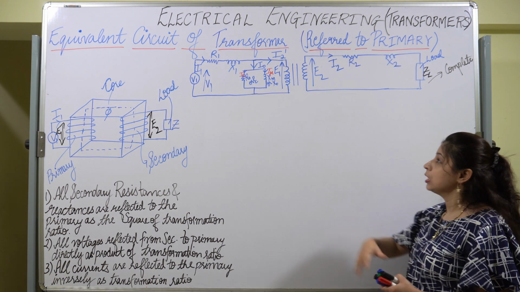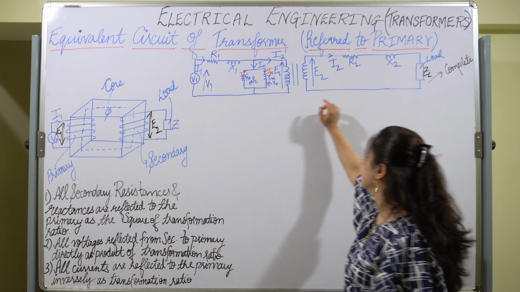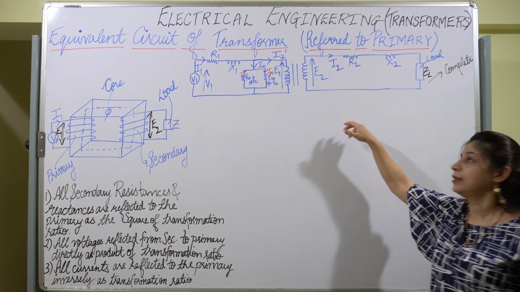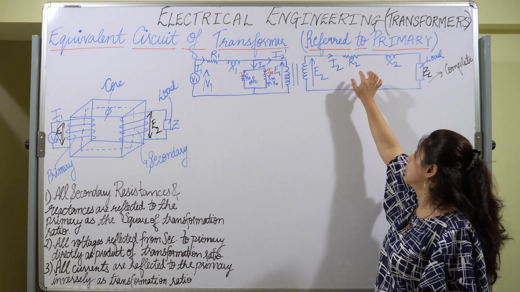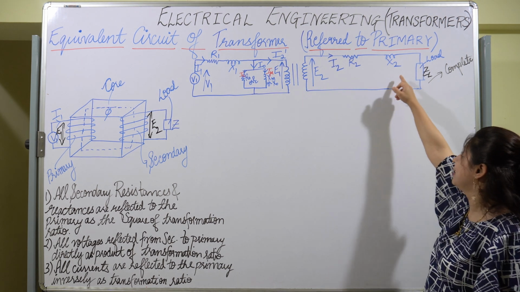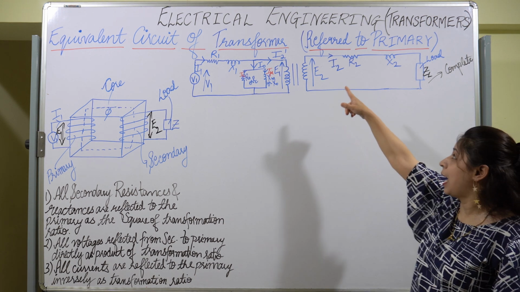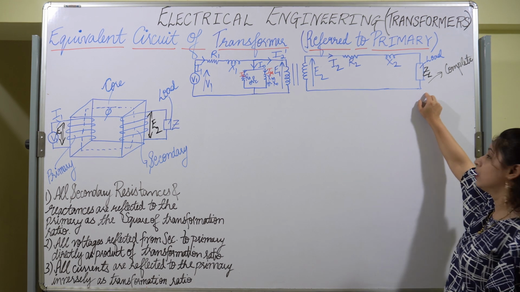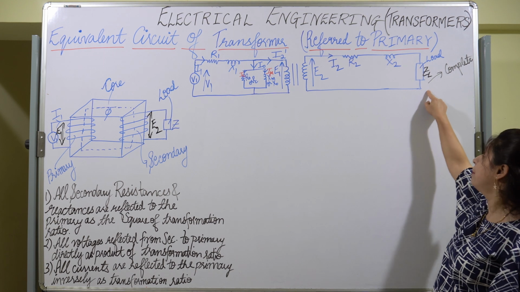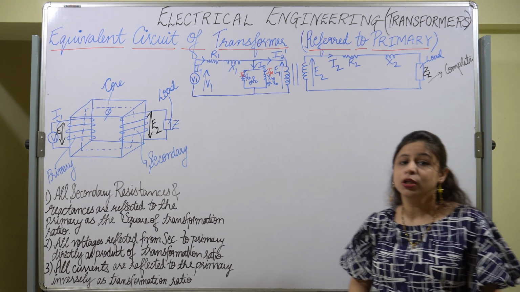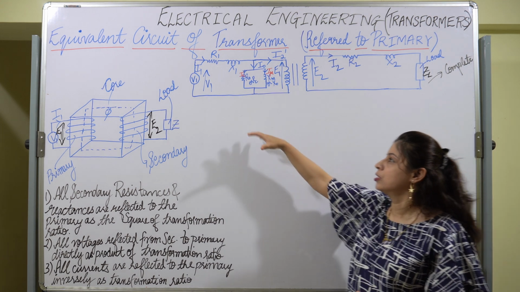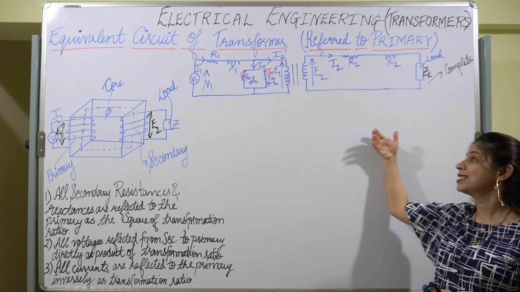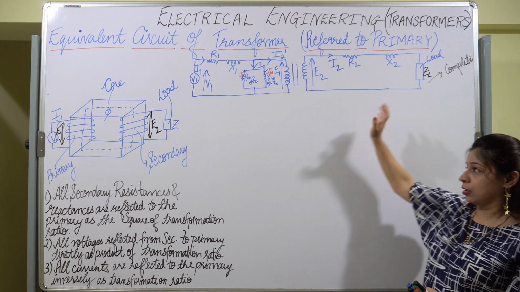Okay, so this is the primary side and this is the secondary side. At the secondary side, the EMF E2 is set up, and the resistance is shown over here, the reactance is shown over here, the current flowing is I2, and the load impedance ZL is shown over here. Now these are actually two different circuits. This is the primary circuit and this is the secondary equivalent circuit.